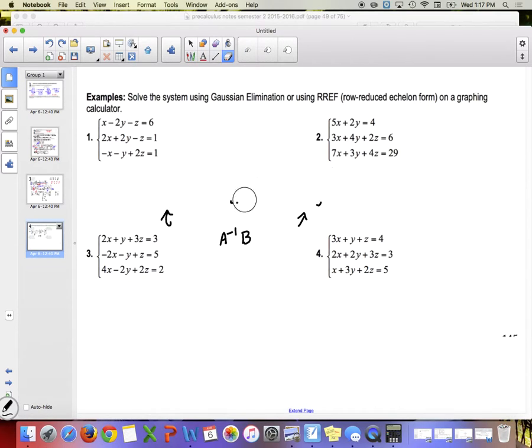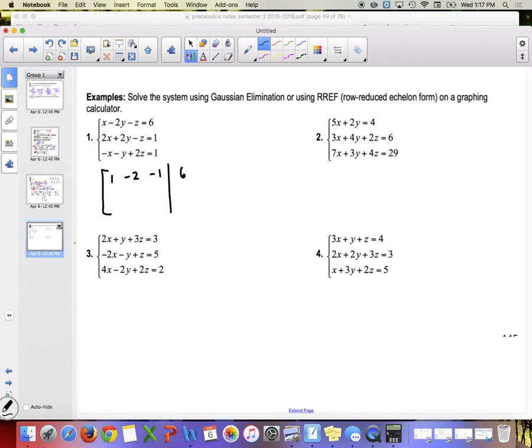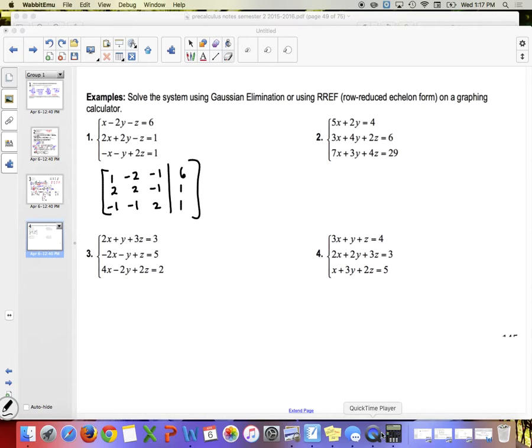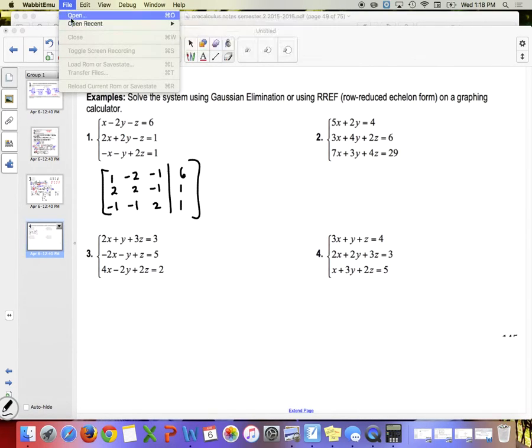But what we're going to do is put in this whole adjoined matrix, like we did with Gaussian elimination. So we're going to put in 1, -2, -1, 6, 2, 2, -1, 1, -1, -1, 2, 1. And on the calculator, you're not going to see this little vertical line thing. So you do it 3 by 4 then? Yeah, so there's 3 rows and 4 columns. Good job.